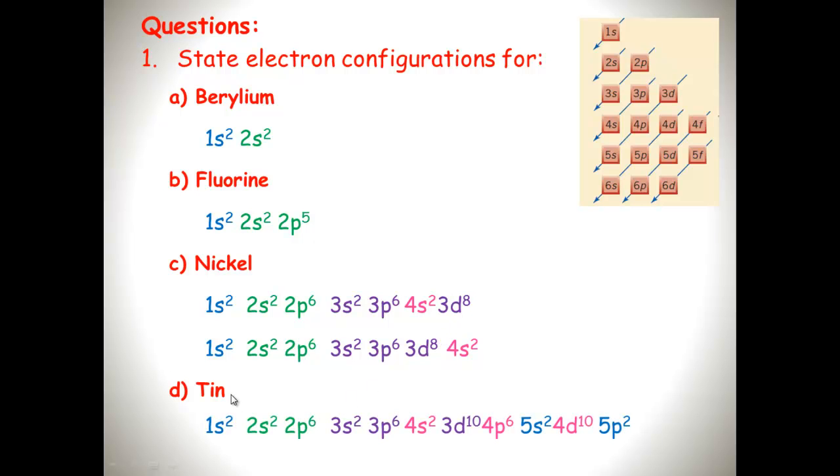Tin: 1s2, 2s2, 2p6, 3s2, 3p6, 4s2, 3d10, 4p6, 5s2, 4d10, 5p2. I've just followed this here: 1s, 2s, 2p, 3s, 3p, 4s, 3d, 4p, 5s, and back to the top again.